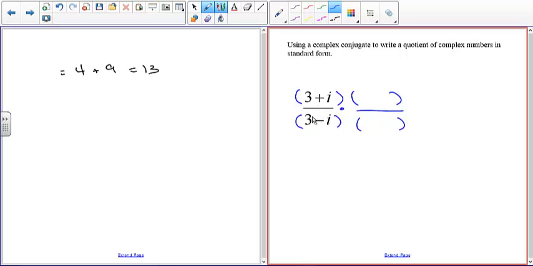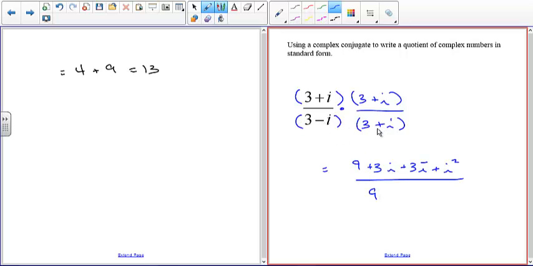Because we're trying to make the denominator become real, we're going to take the complex conjugate of the denominator and multiply both the numerator and the denominator by that complex conjugate, because that's 1. So by multiplying by this, I'm not changing the value. So in the numerator, using FOIL, I'm going to have 3 times 3, which is 9. I'm going to have plus 3i, and then outer is going to be plus 3i, and then I'm going to have i squared. And then in the denominator, I'm going to have 3 times 3, which is 9.